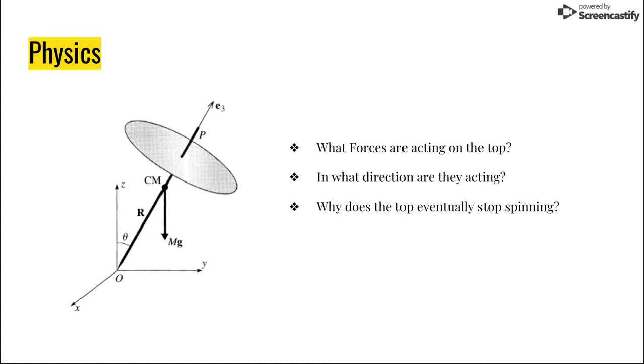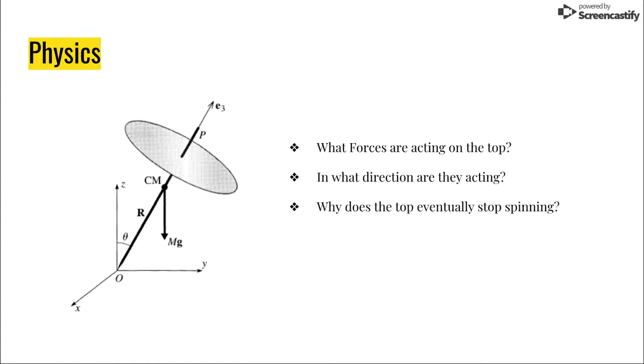We can see from this diagram the top consists of a rod fastened normally through the center of a uniform circular disc and is free to pivot at its origin. The top has axial symmetry and rotates about the z-axis with angular velocity.